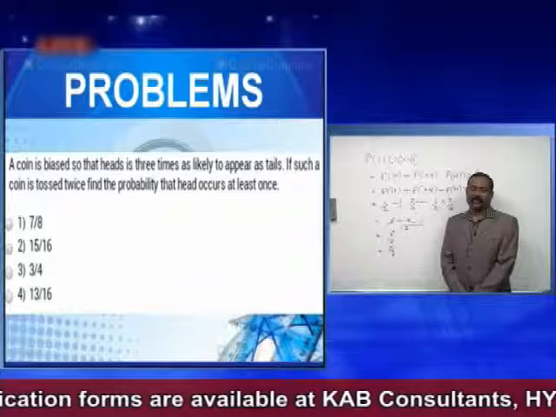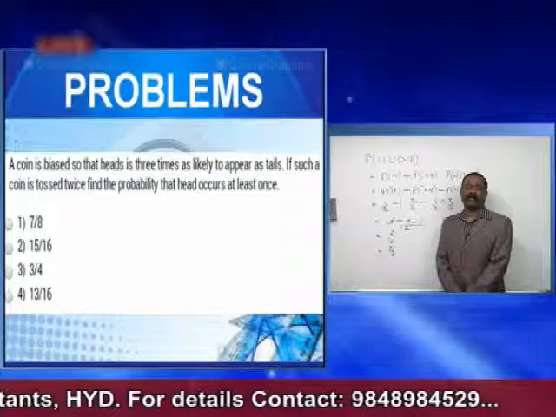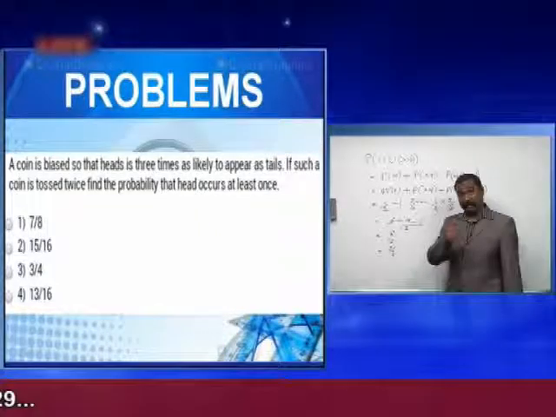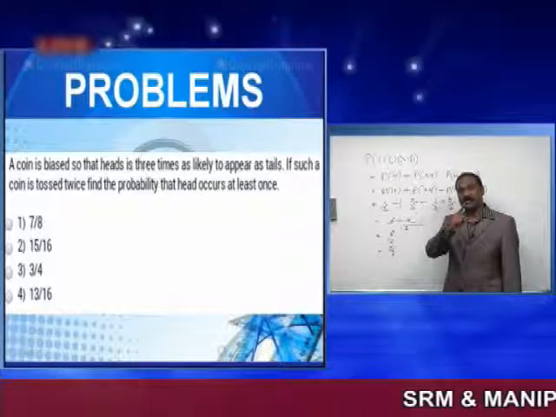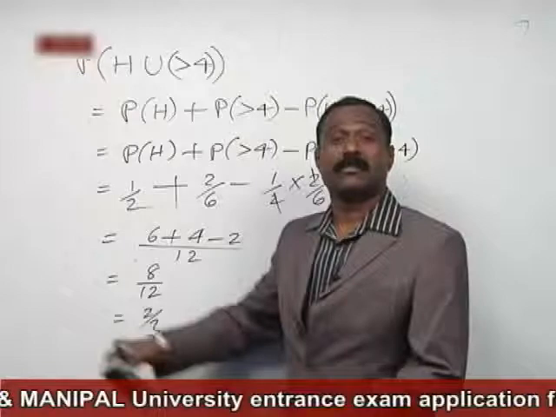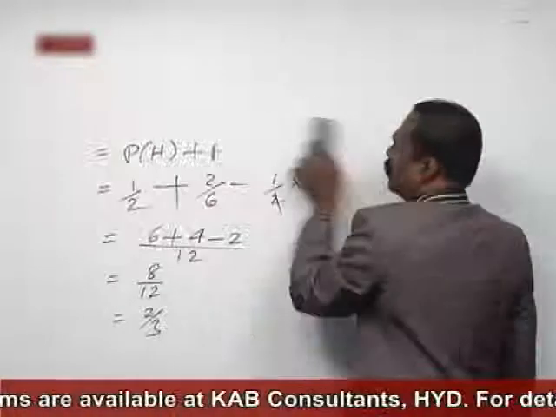If such a coin is tossed twice, find the probability that head occurs at least once. At least once. And always remember, the at least once case is very, very important. How it is important, I'll tell you.